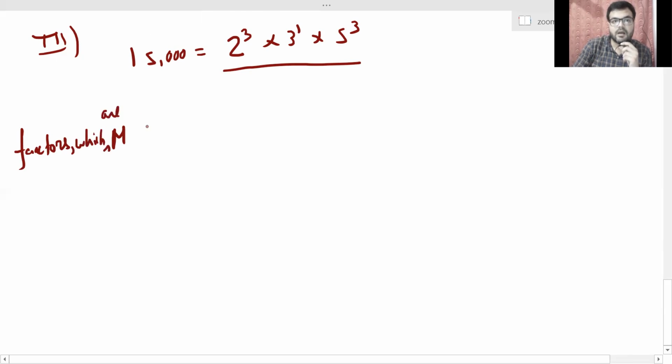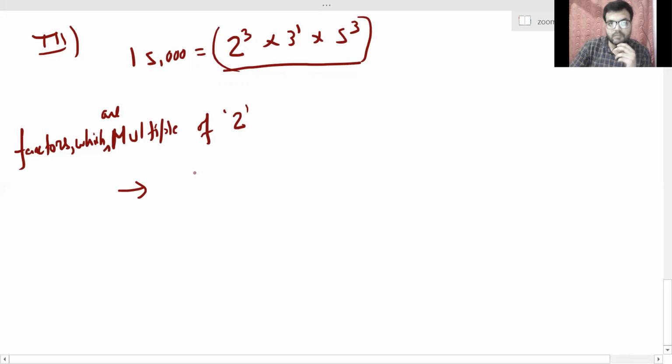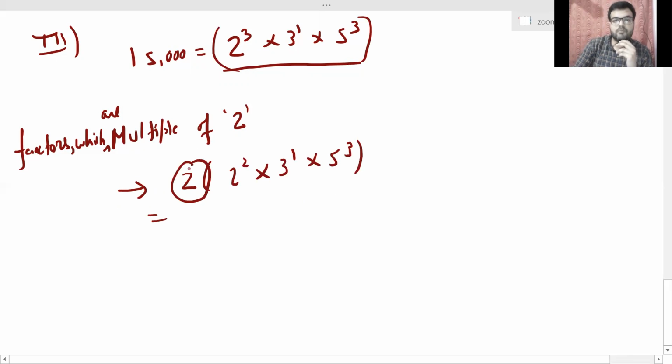which are the multiple of 2. Okay, so what you have to do from this format, you have to take one 2 out. The moment you take one 2 out, it will be 2 square into 3 to the power 1 into 5 cube. Now for the time being, assume that this is your main number, and just assume that this 2 is not present over here. Ignore this for the time being. So 2 square, 3 to the power 1 into 5 cube. This is your main number.